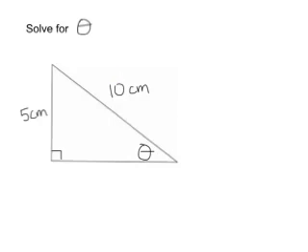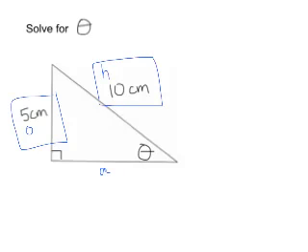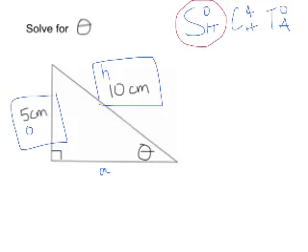Now let's apply this idea to solve for a missing angle measurement in a right triangle. My first step is going to be to label my opposite, adjacent, and hypotenuse. My hypotenuse side is always my longest, across from my 90-degree angle. The side across from theta, that's my opposite, or 5. And then the other side is my adjacent. I notice that I know my hypotenuse, and I know my opposite. So if I look at my SOHCAHTOA, the only function that deals with O and H is sine.